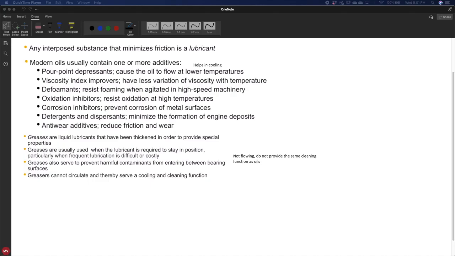Now let's take a look at lubricants. A lubricant is any substance that minimizes friction. We will be taking a look at two methods of lubrication. One of them is oil. Oil is a flow-based lubricant, so it moves around and it lubricates a machine. The second type of lubricant is grease. Greases are usually thick lubricants that usually stay in position and are used particularly when frequent lubrication is difficult or costly.